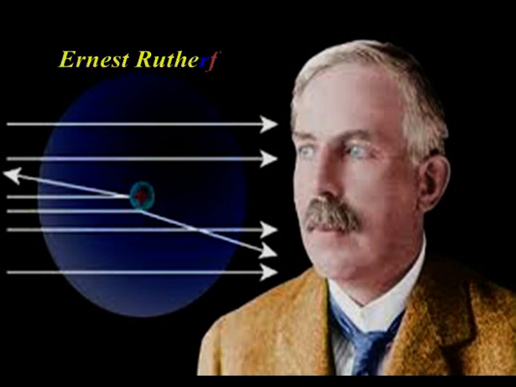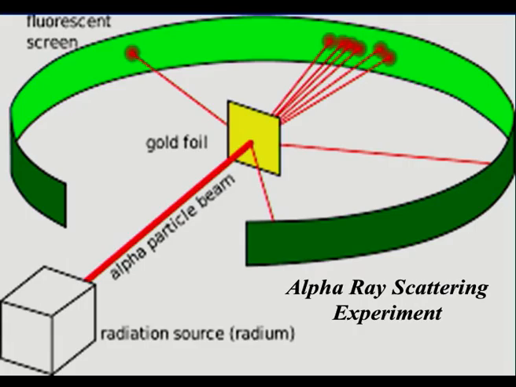The second one is the Ernest Rutherford atomic model. Rutherford did the alpha ray scattering experiment. In his experiment he made alpha particles fall on a thin gold foil, and most of the alpha particles passed straight through the gold foil, very few alpha particles were deflected through certain angles, and out of 20,000 alpha particles one was bounced back.